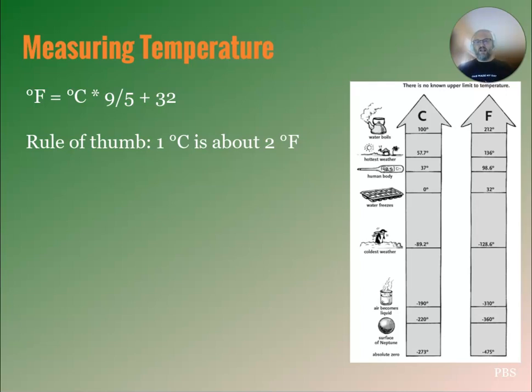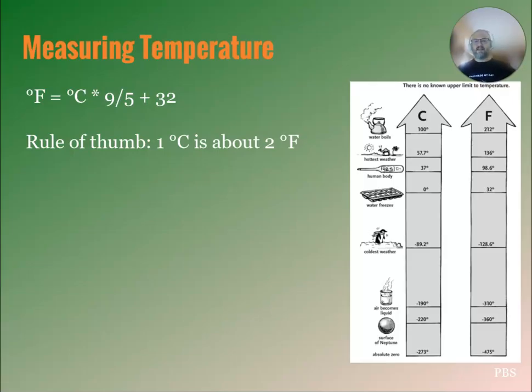And there's an equation that you can use that will give you the exact number. Your temperature in Fahrenheit is equal to your temperature in Celsius times 9/5 plus 32. So that's accounting for the fact that a Fahrenheit degree and a Celsius degree are different sizes, and accounting for the fact that they have different baselines, right?